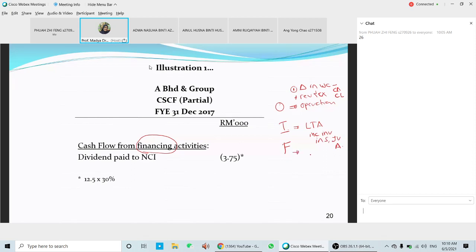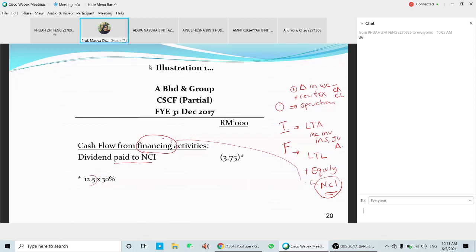Financing is related to long-term liabilities and also equity. So for this one, NCI is put under the equity section. When the NCI is under equity, the section involved is financing activities. So we put it under financing activity: dividend paid to the NCI, 3.75. Where do we get this one? The total dividend paid here is 12.5, times 30%.